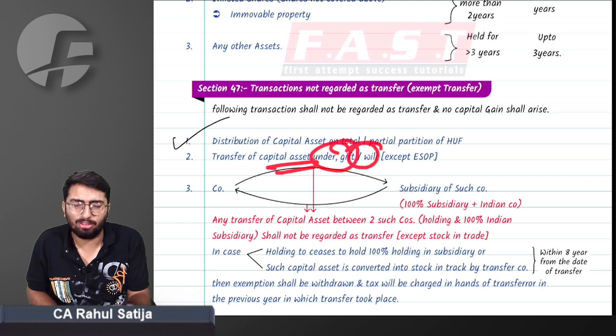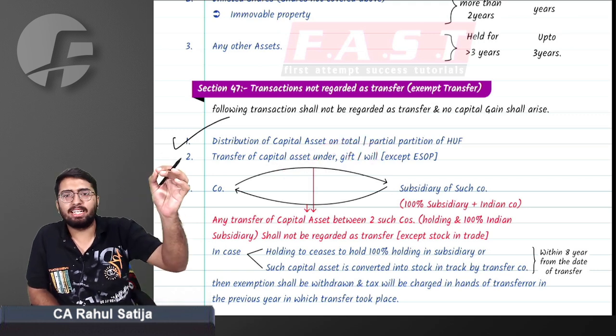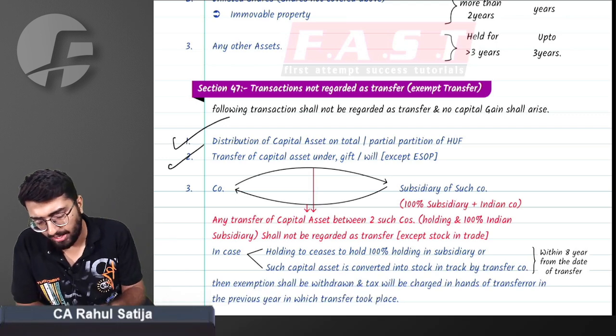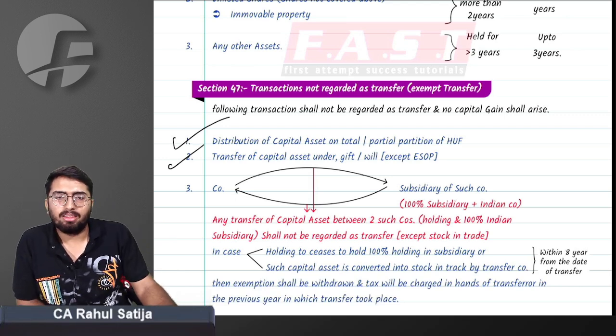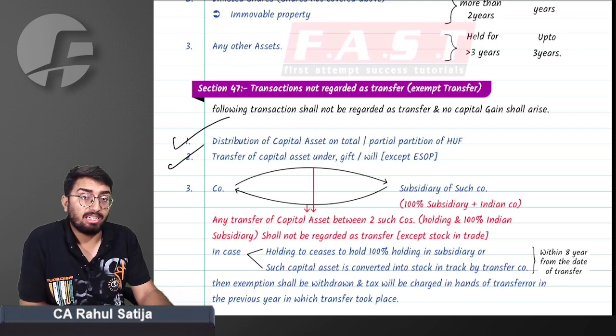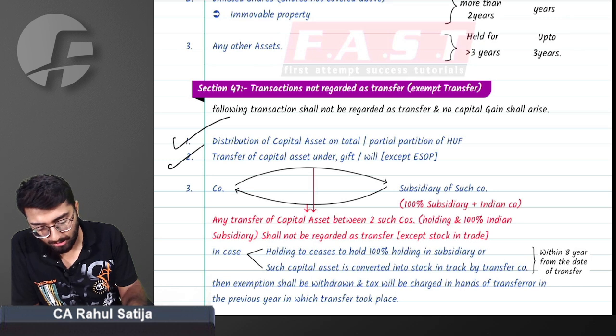Any transfer made under a gift or will, any gift made, any will created, will be an exempt transfer. Always it will be an exempt transfer, at least for your attempt. The remaining cases will be studied tomorrow. Focus has to be here.